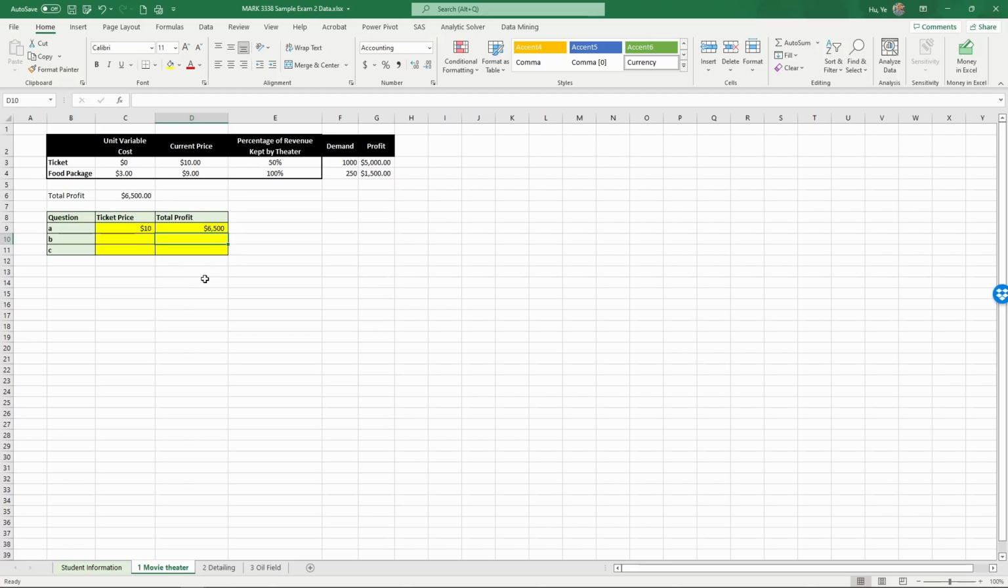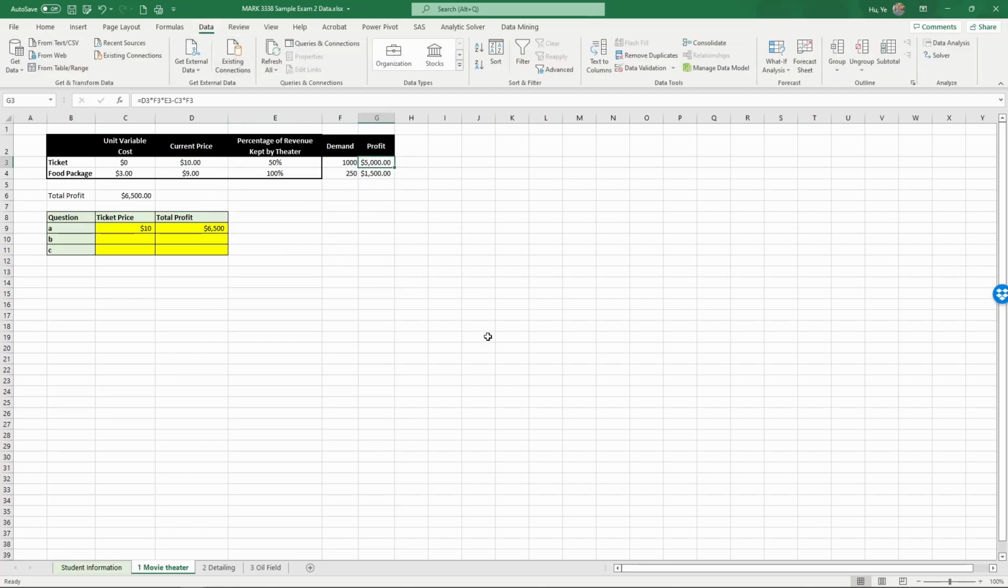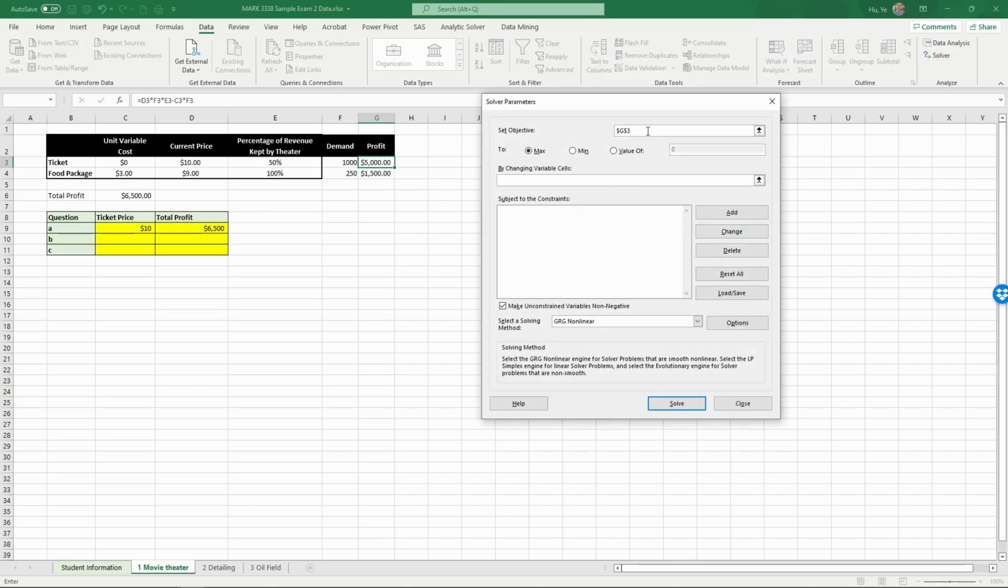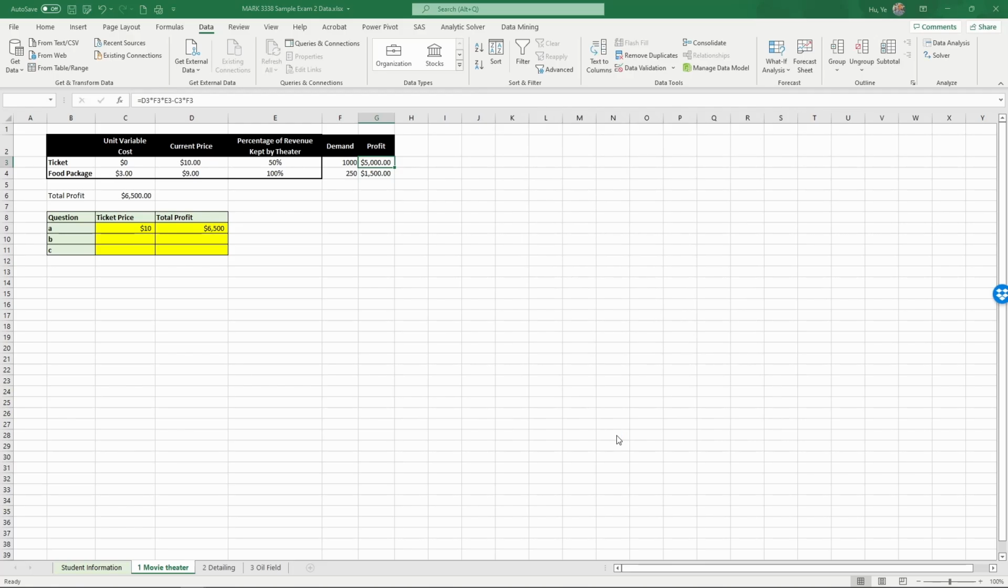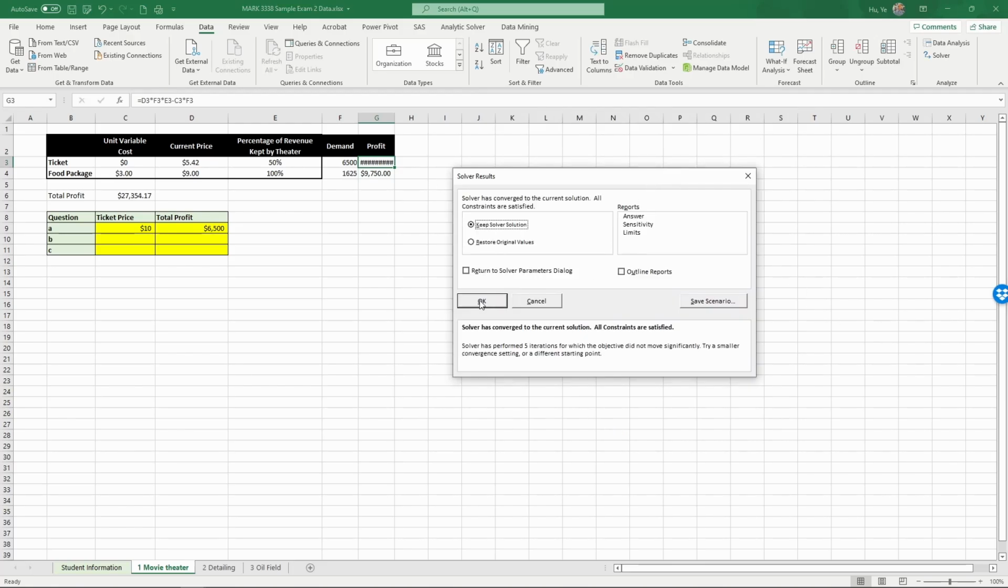Okay, so question B asks you to optimize the current price based on the profit from ticket sales alone. So we'll go to Data, Solver. The objective is to maximize this profit from ticket sales, that's in cell G3, by changing the variable, the price. And in this context, because it's such a simple problem to solve, you don't even need to set the upper boundaries. So there are no constraints to be set. And the solving method we choose is GRG Nonlinear. And click Solve. So it solves almost instantly.